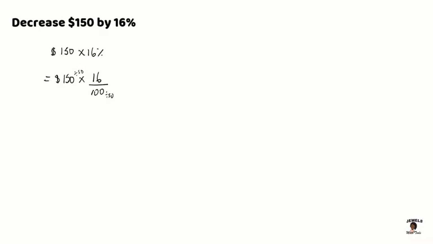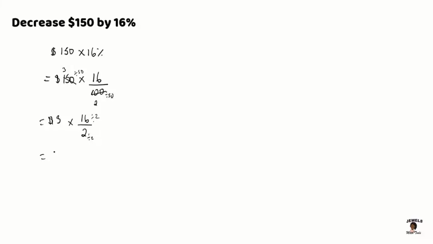So when 50 divides into 150, I'll be left with $3. And when 50 divides into 100, I'm going to have a denominator of 2. So we now have $3 being multiplied to 16 halves. And again, we can reduce these numbers, which is 16 and 2, by dividing both of these numbers by 2.